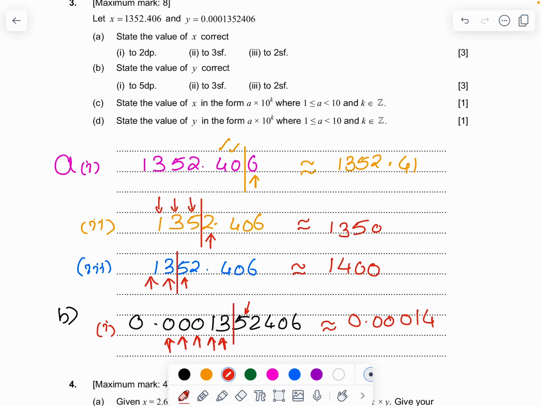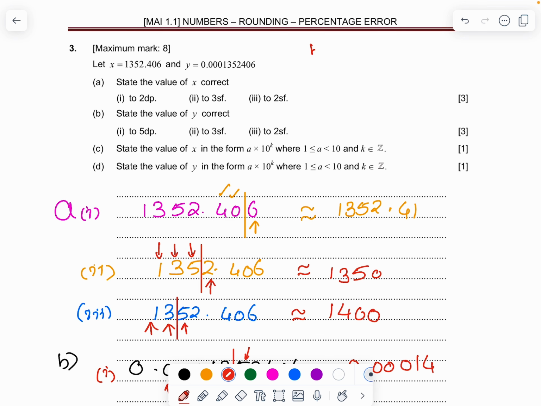3 significant figures. So B2, 3 significant figures. 0.0001352406. I want 3 significant figures, so it should be non-zero. So first significant figure, second significant figure, third significant figure. Draw a line. This number is less than 5, so nothing to do there. So my answer is 0.000135. Now B3, 2 significant figures.